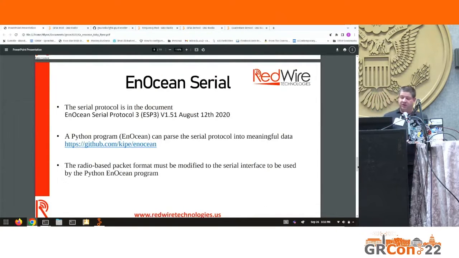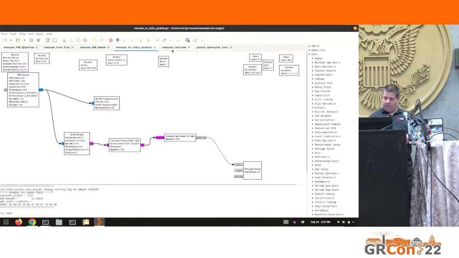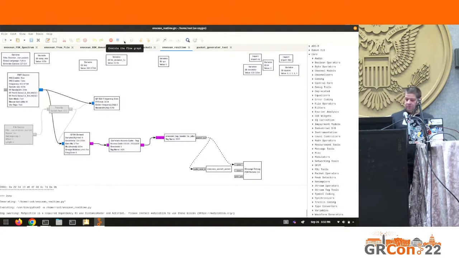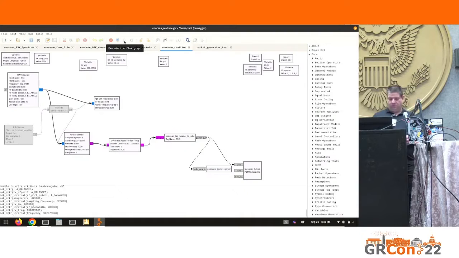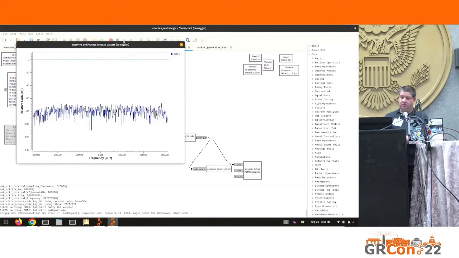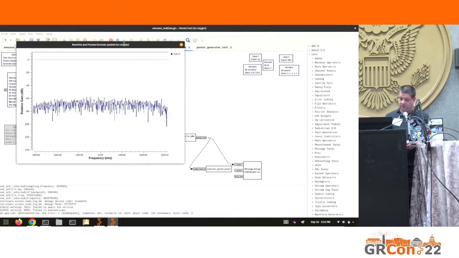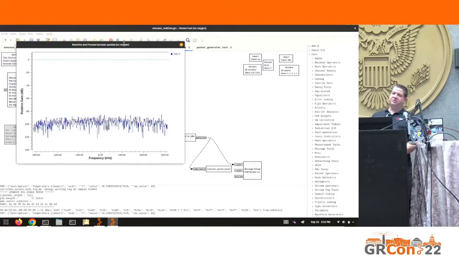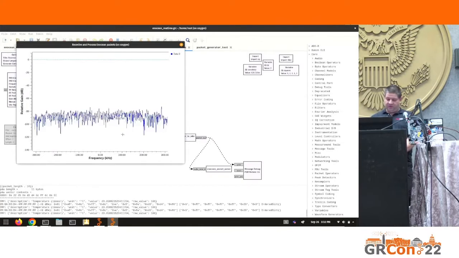So, the spec is available out there. It's on the EnOcean serial website. And the radio packet format has to be modified. So on this one, you're starting to see now the complete packet. This is matching the USB dongle entirely, but we have a nice physical layer implementation, all in GNU Radio.